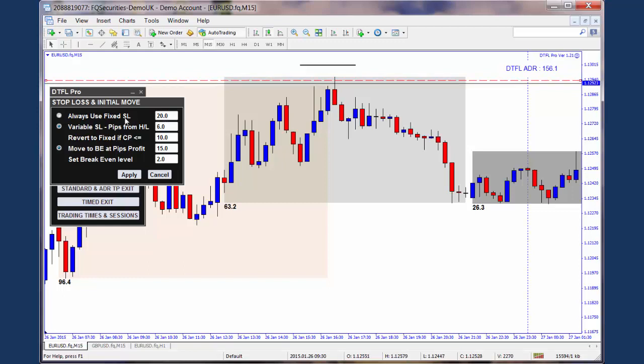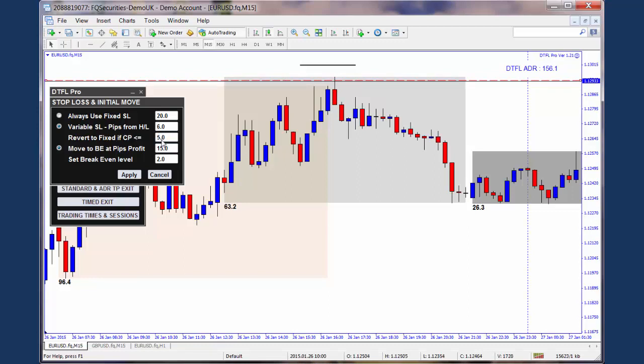So it's therefore crucial that you always have a fixed stop loss set here, even if you are selecting the variable stop loss. Because the majority of the time the variable stop loss will be applied 6 pips above the high in this situation. However, if when the trade is placed the stop loss would be within, in this case 10 pips, then the variable stop loss will be cancelled and a fixed stop loss will instead be placed at this level. So of course you can change this, you could say if it's within 5 pips.